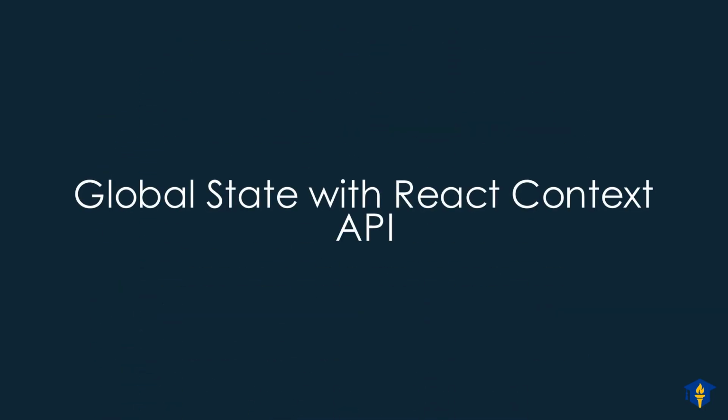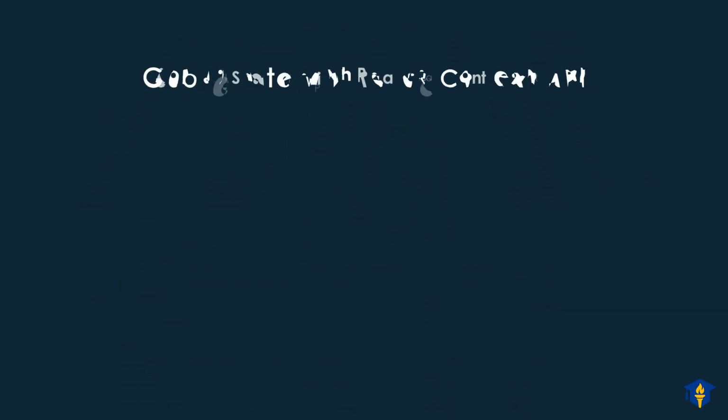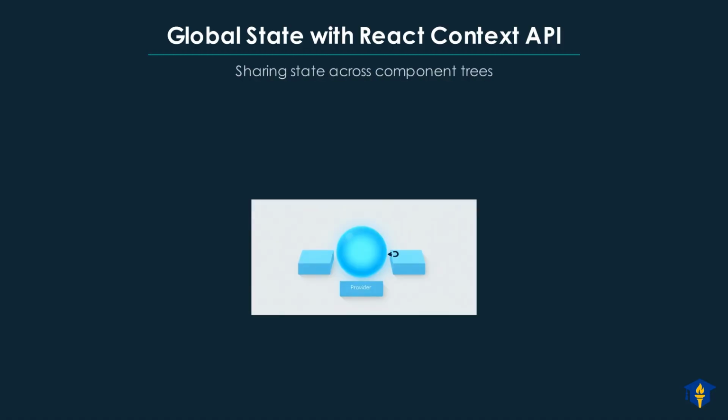Let us discuss global state management using the React Context API. This powerful feature allows you to efficiently share state across your entire component tree.